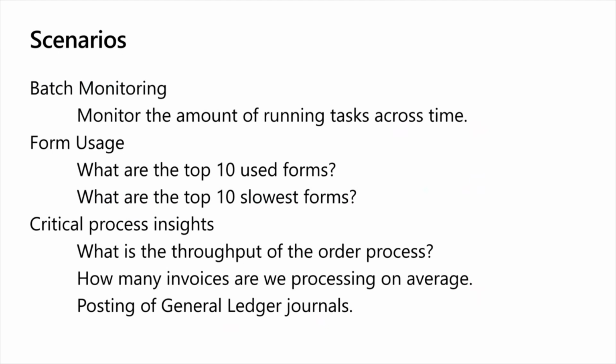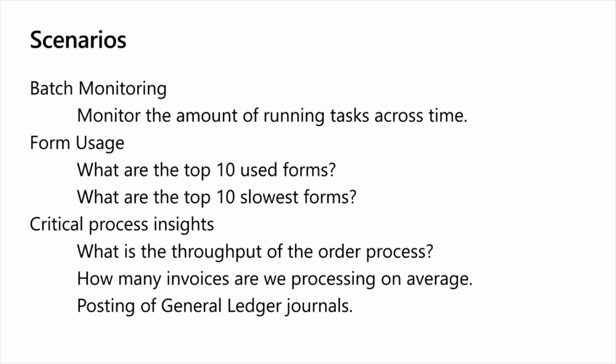And then lastly, again, critical process insights. We should aim for getting the throughput of the order process, for example, or how many invoices we are processing on average. Or another example, when we're posting general ledger journals at the end of the month, a lot of companies are posting a lot of invoices. Let's see how fast we are processing invoices here. Are we slower than last month in comparison? These types of details are the scenarios which we would like you guys to think about.